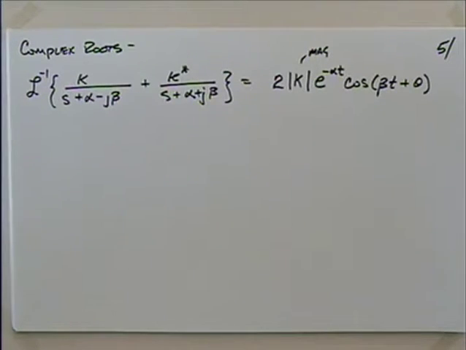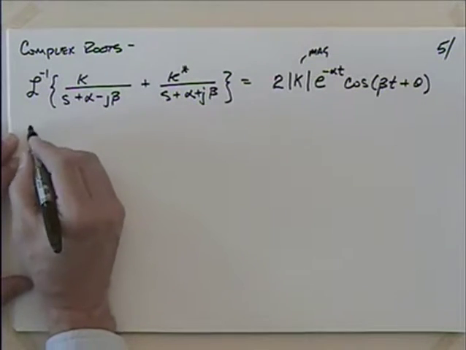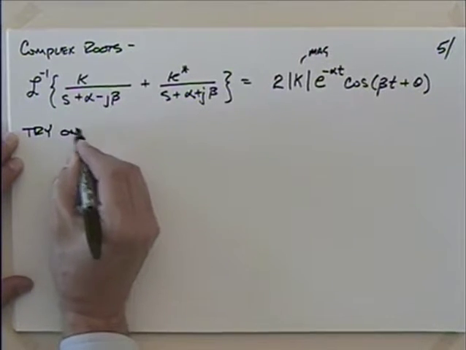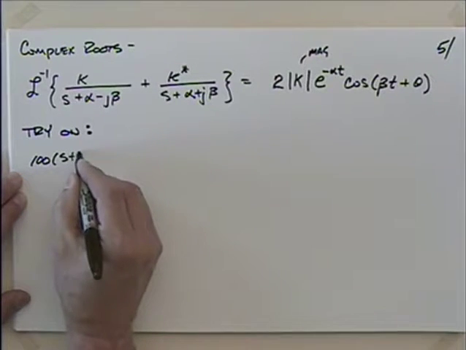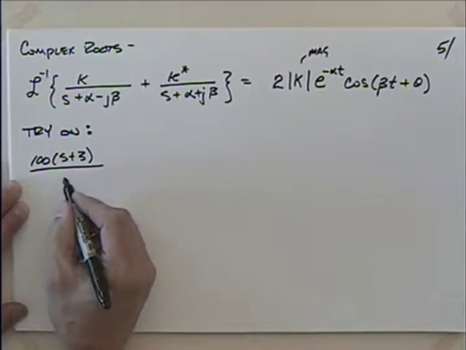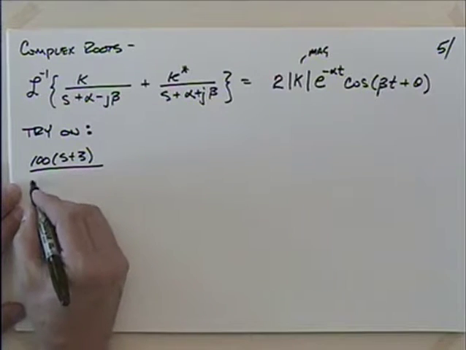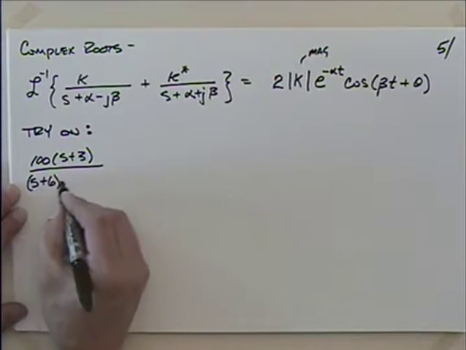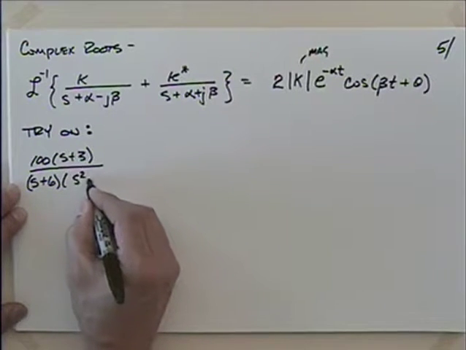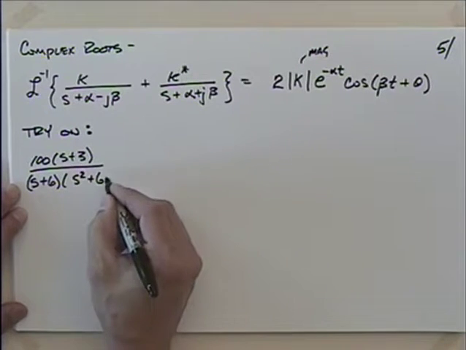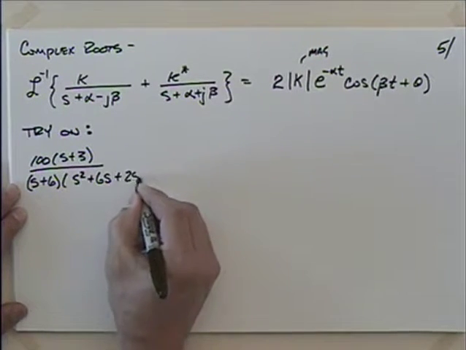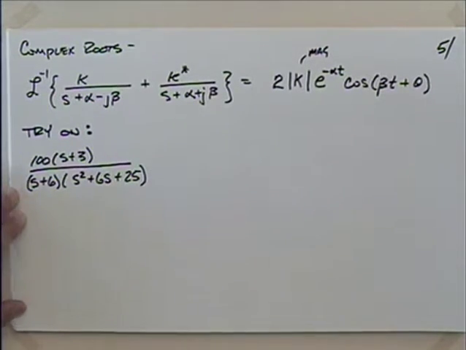Let's try this on the following example. Let's say that we've got 100 times s plus 3, divided by, and I think this is an example out of your textbook in the reading, s squared plus 6s plus 25. So that should keep us busy for a while. So let's see if we can do that.